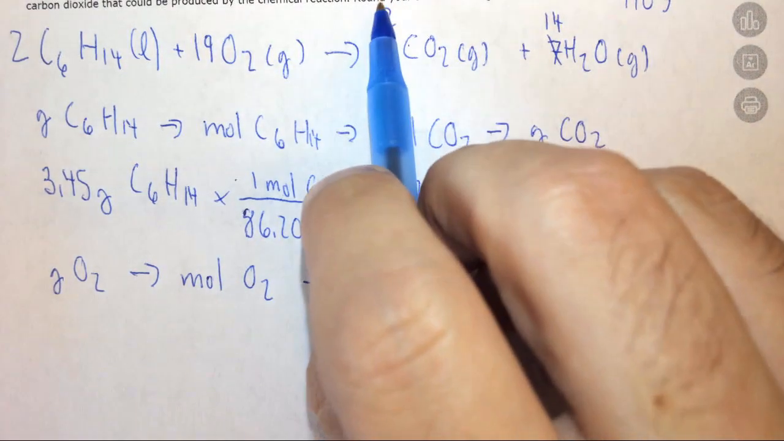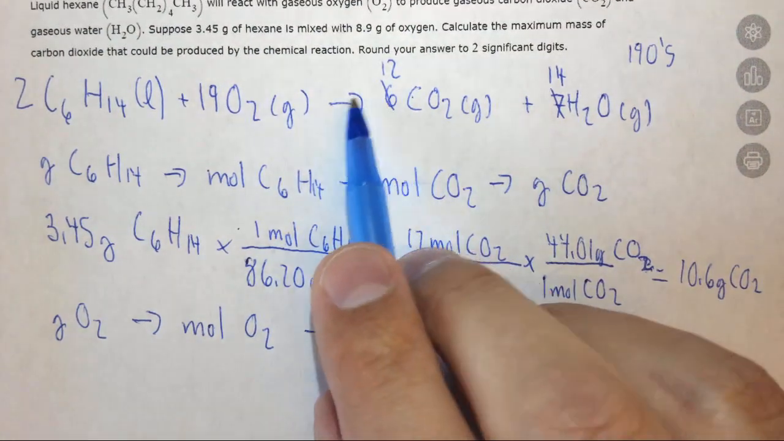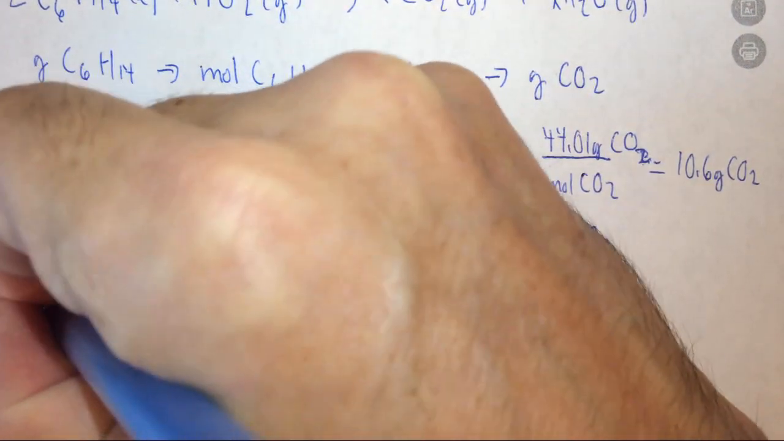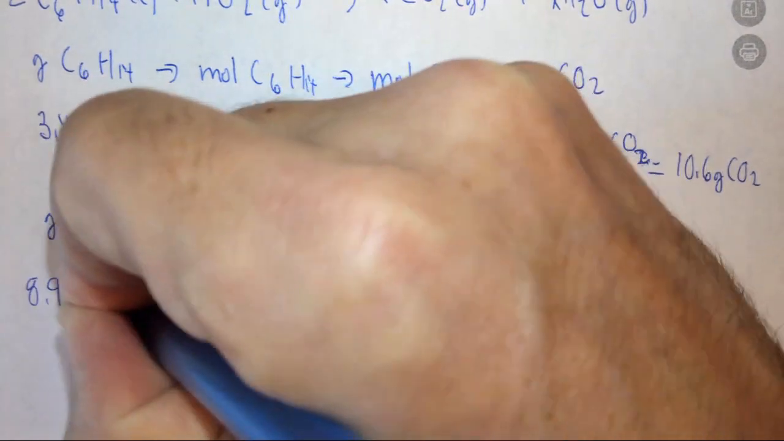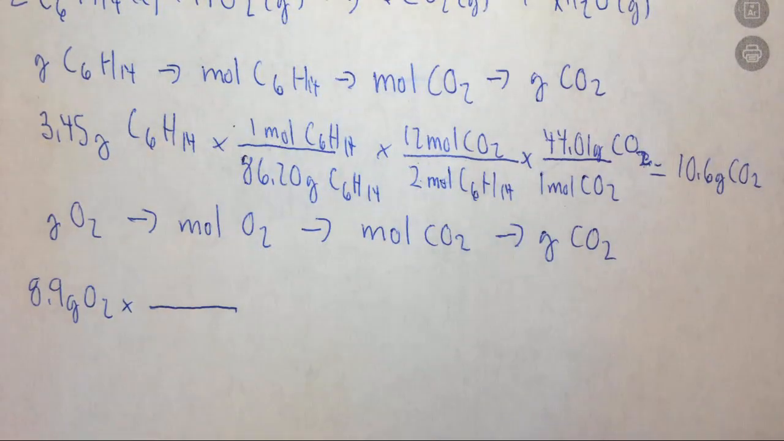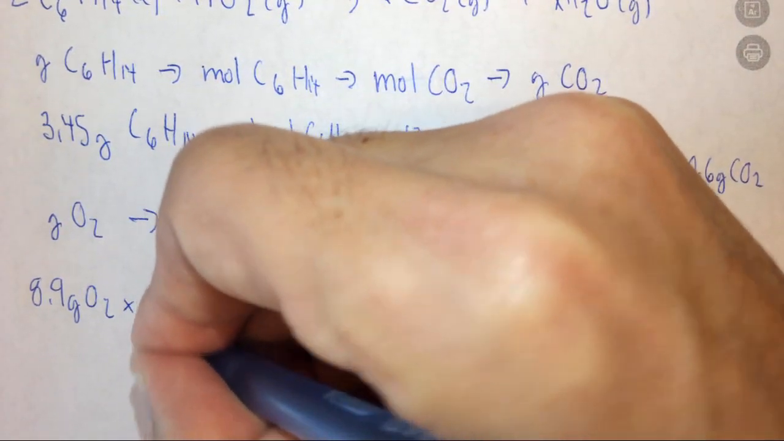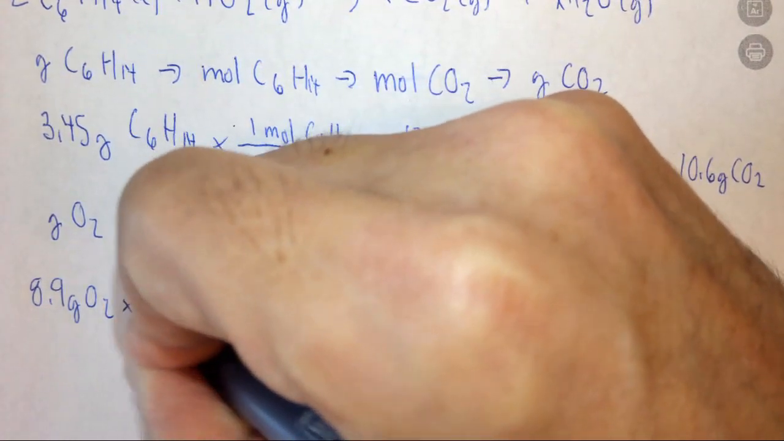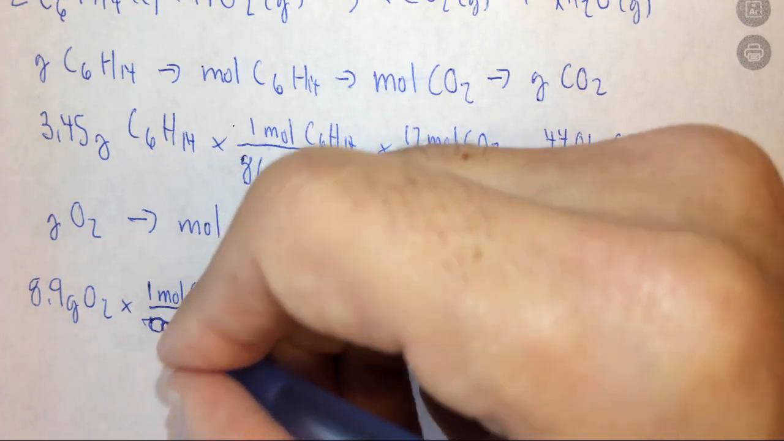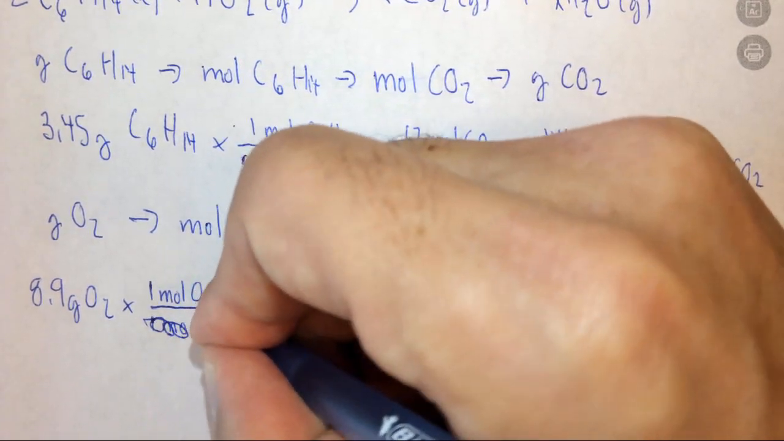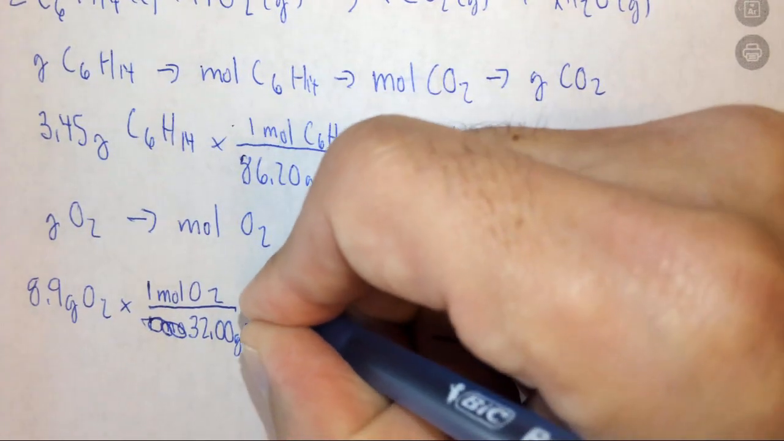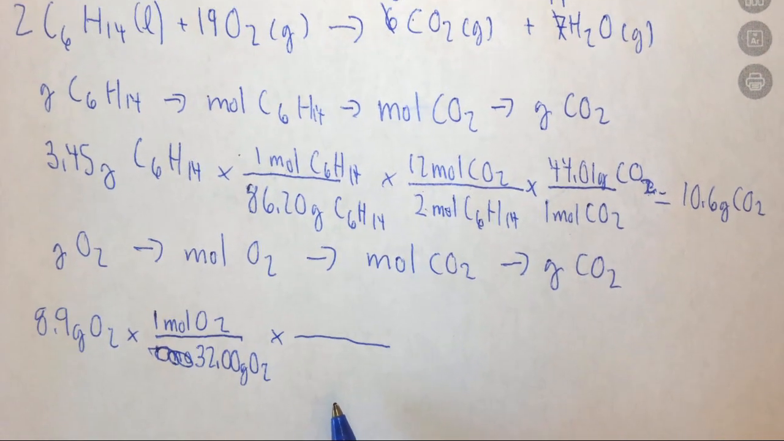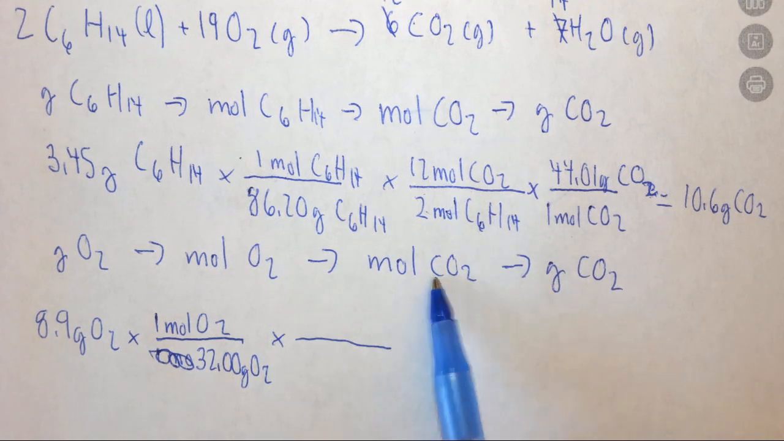So in this case, I'm starting with, you can see here, 8.9 grams of oxygen. So 8.9 grams of O2 times, I want to put 1 mole of O2 on top, and on the bottom the molar mass, which in this case is 32.00 grams of O2 times, now I want to convert from moles of O2 to moles of CO2.